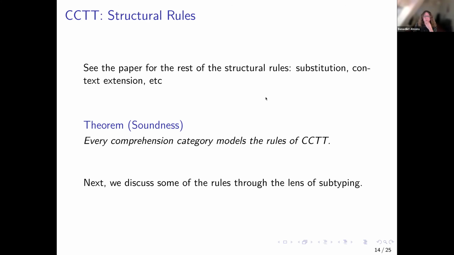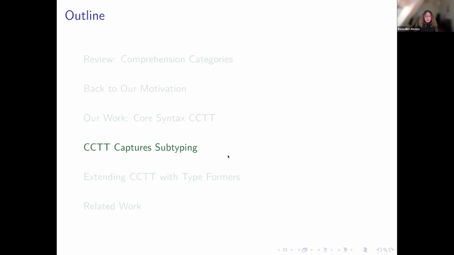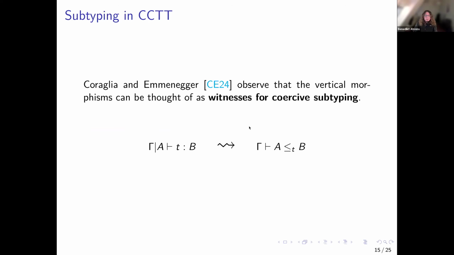Now, this is what we did with Nyusha in Nyusha's master thesis, and then we learned a bit later of this paper by Coraglia and Emmenegger, that studying non-full comprehension categories syntactically can be viewed as some sort of subtyping. And this is what I want to explain now.